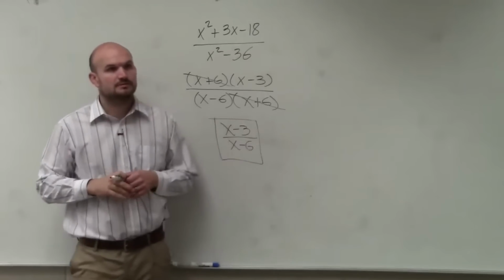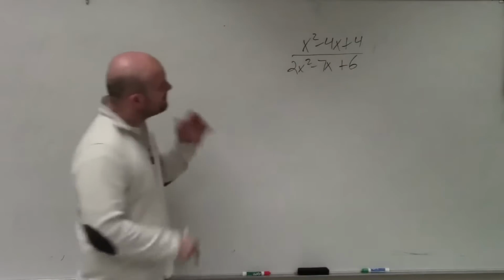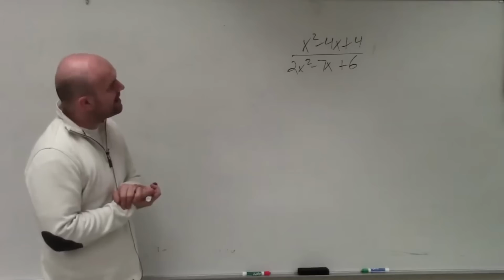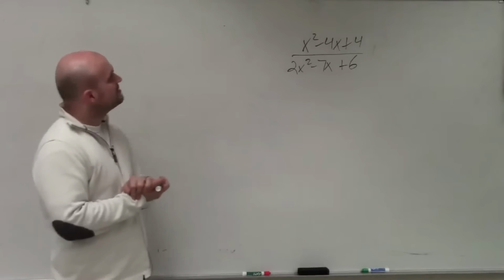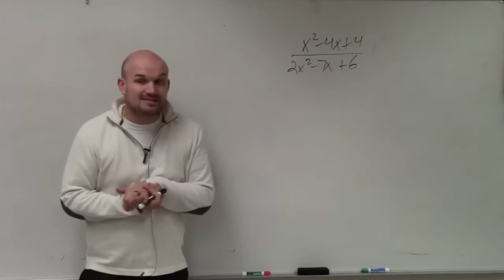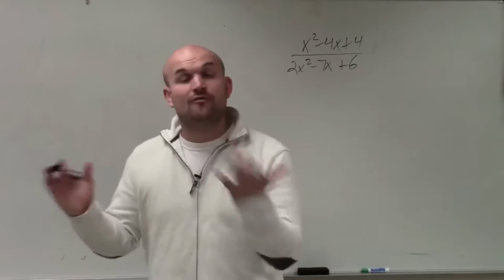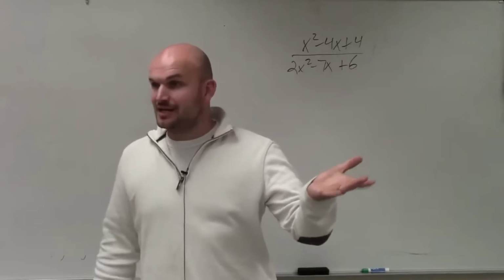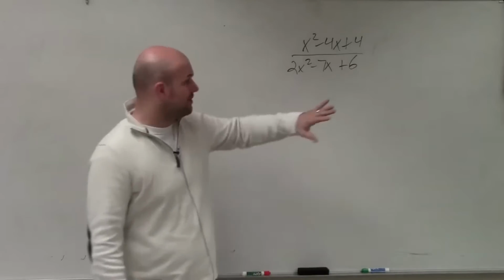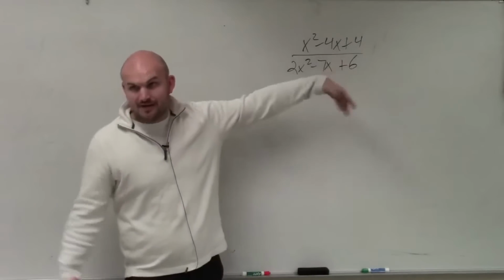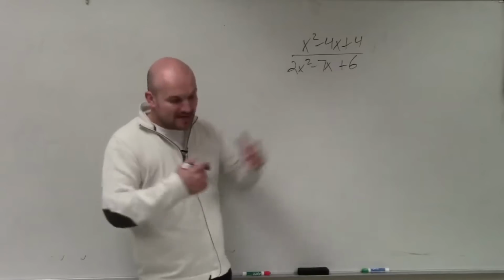Right? Okay, let's go. Now, ladies and gentlemen, on this problem, what we have is x squared minus 4x plus 4 divided by 2x squared minus 7x plus 6. When doing a problem like this, again, we have to go back to our factoring. Fortunately for you guys, we took a test a couple class periods ago on solving quadratics, and it's the same thing. We're going to need to practice this.